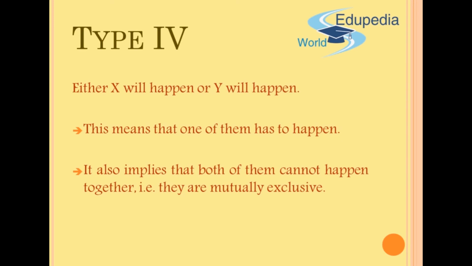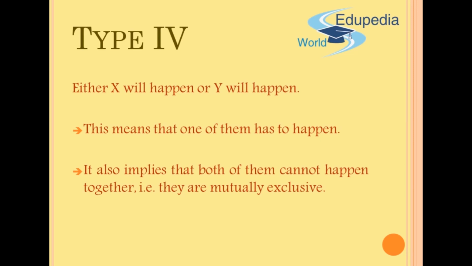So if I tell you that either X will happen or Y will happen, it means that it will neither be the case that neither X nor Y has happened, nor will it be the case that both X and Y have happened. So in short, they are mutually exclusive, either X or Y.